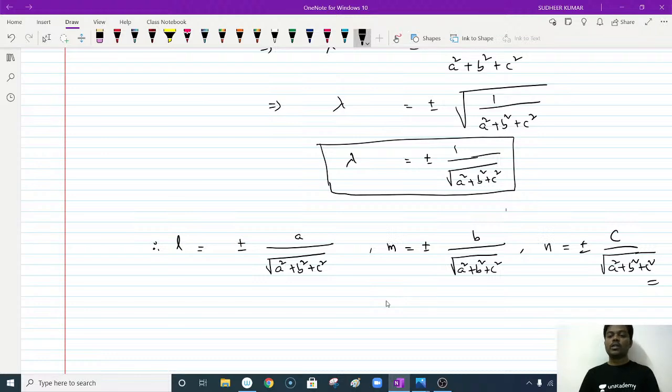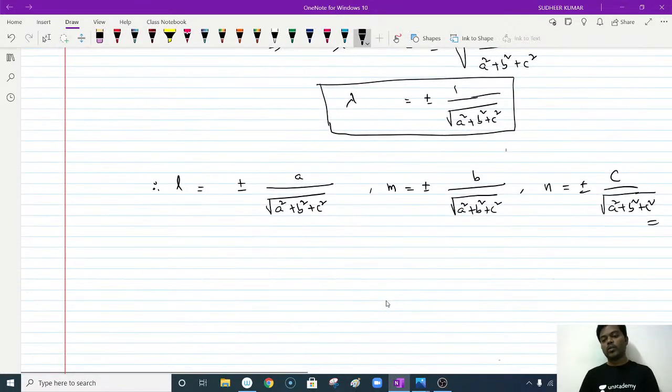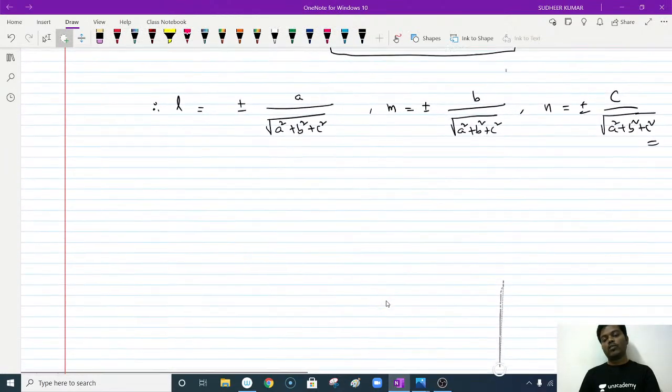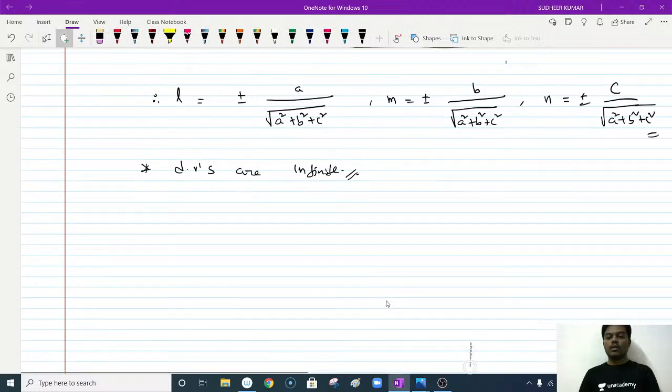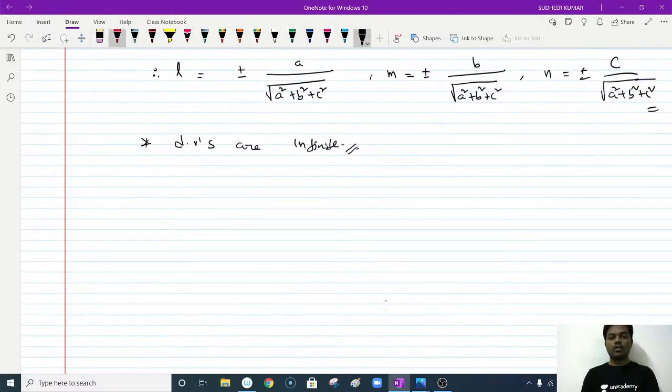Direction cosines of a line are two pairs, we get one pair of values. But when it comes to the direction ratios, they are infinite. Infinitely many sets of direction ratios we will get for a line. Now suppose a question is given based on the relation between these two.